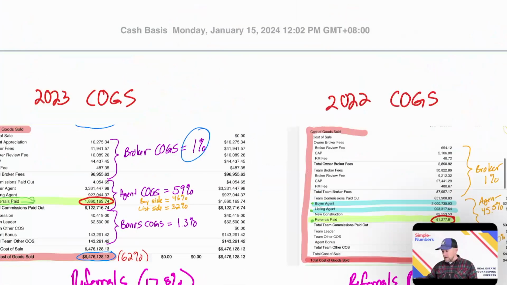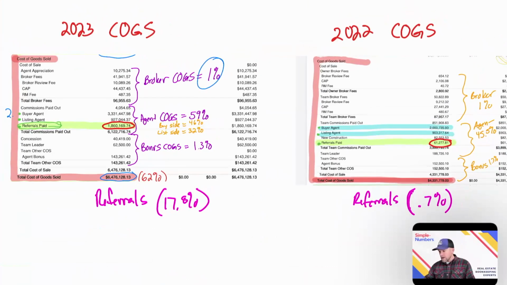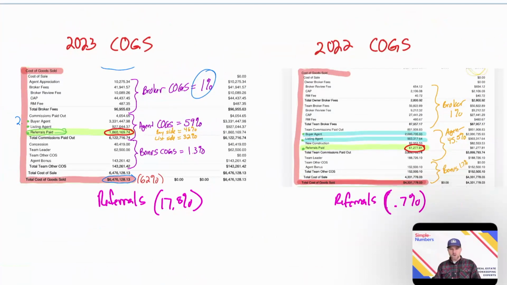Well, this is why we do the books the way we do them. Now we can dig into our cost of goods sold. Here's 2022 on the right, 2023 on the left. Your first reaction might be, oh, I must have paid too much to my agents. Well, not necessarily. Let's figure it out.